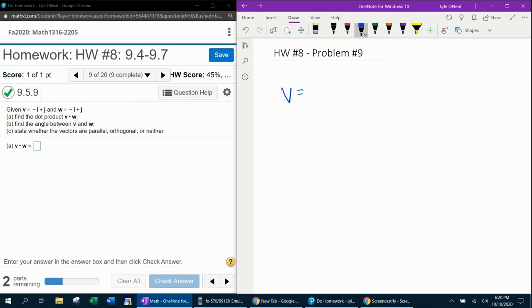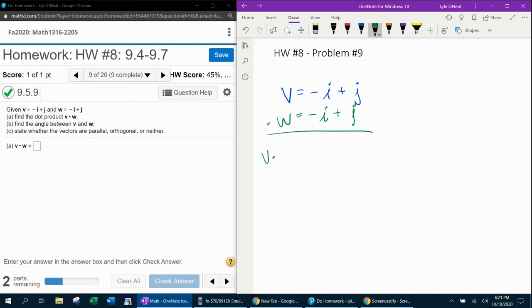Vector v, we've got negative i plus j. And I've got to tell you, anytime it says to find the dot product, product means stack them. So we want to stack these on top of each other. So that's going to be negative i plus j. It turns out that these vectors are identical. And the reason we want to stack these is because it lines up the pieces that go together.